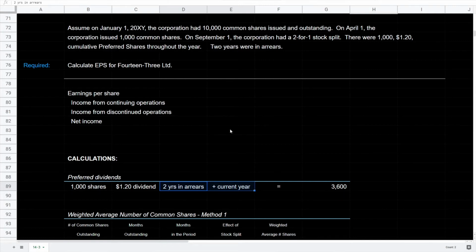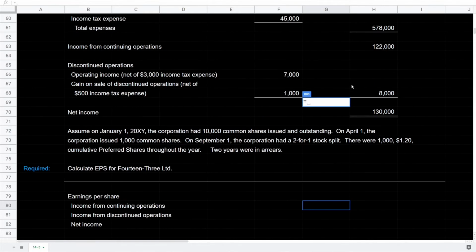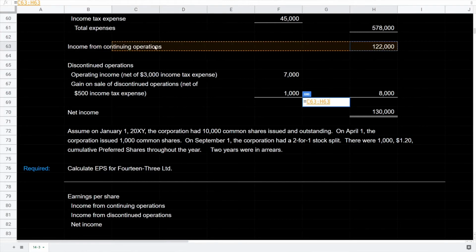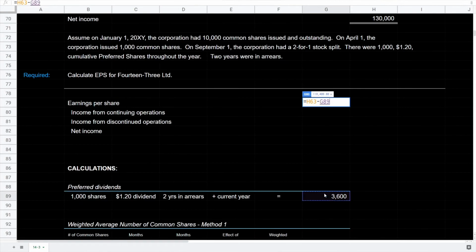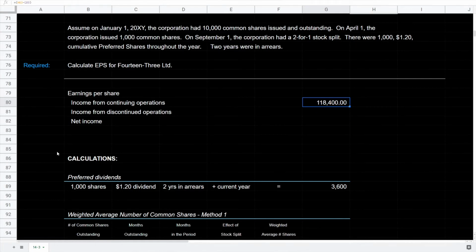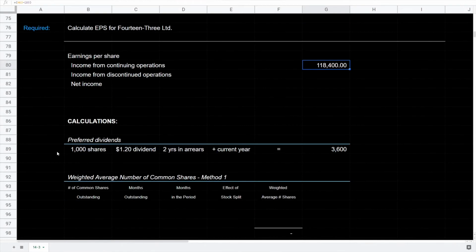So now we're close to being able to do the calculation for net income for continuing operations. We can take the income from continuing operations, which was 122,000, and we can subtract 3,600. We still have to take this number and divide it by the weighted average number of shares. And that's the next calculation that we can go through on the screen.